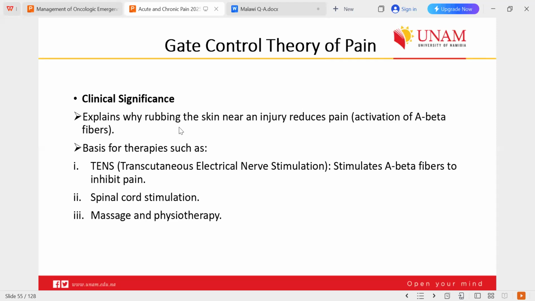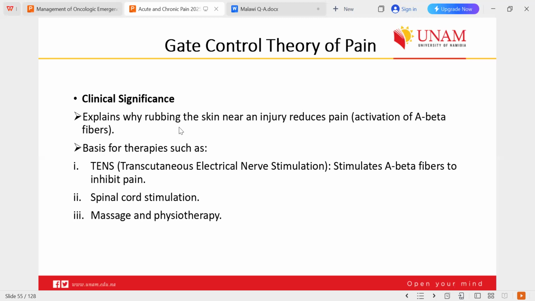It explains why when you have an injury to your skin, you rub that part of the skin. You're activating your large diameter fibers, your A beta fibers. So what you're doing is that you are closing the gate at the substantia gelatinosa, lamina 2 of the spinal cord. So pain perception is inhibited because pain is not allowed to be transmitted through the gate to the higher centers.